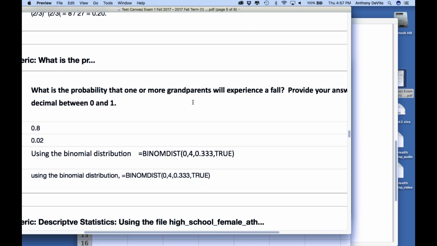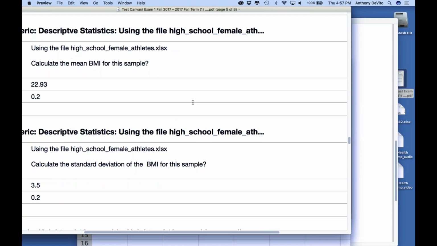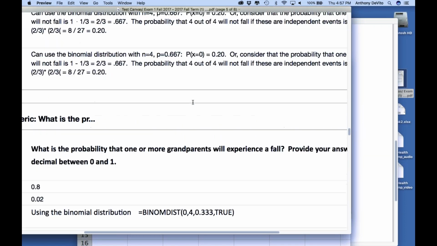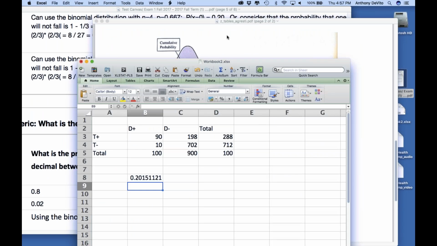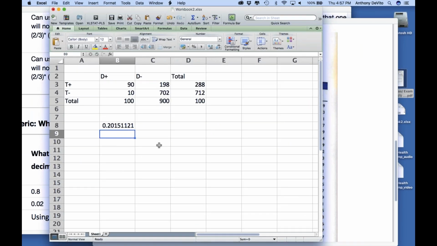So I'm gonna rephrase this question. Well, actually, let me see if I went any further with that. I didn't go any further. I'm gonna redo this question now again, and I'll make something up to go along with it. Okay. So now, what's the probability of exactly 2 out of 4 parents falling?